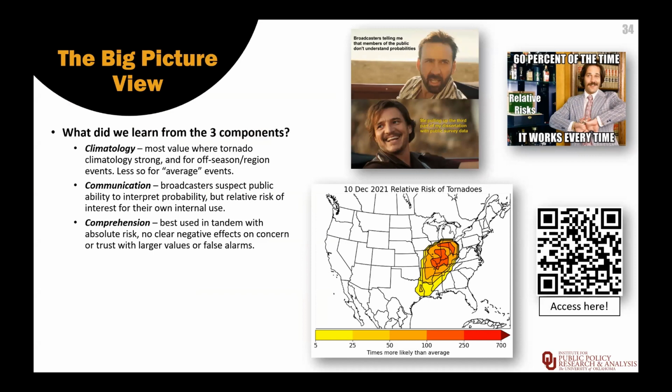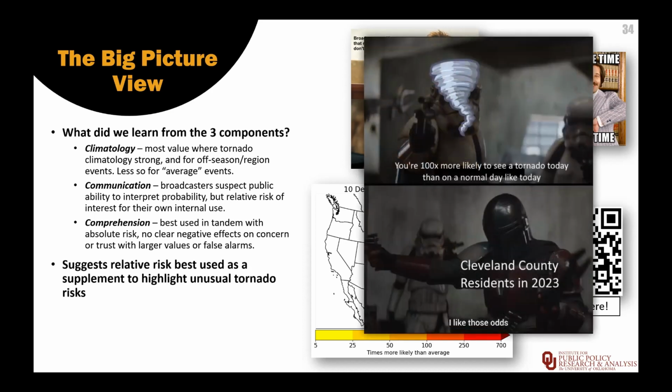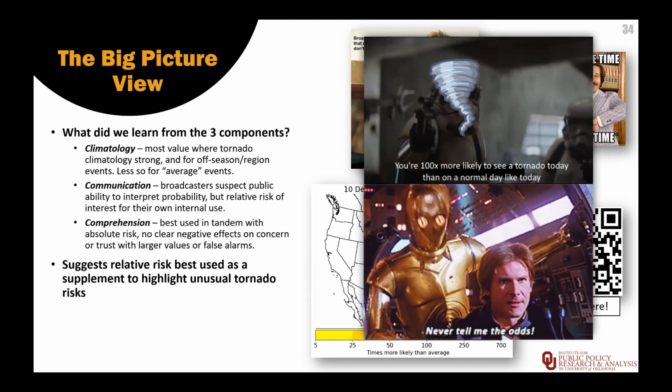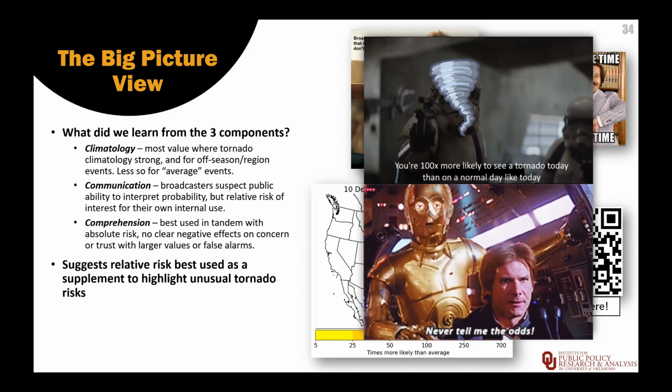Finally, for the comprehension section, we saw that the relative risks appear to be best used in tandem with absolute risk, because by themselves they way overinflate concern and likelihood of response. But there's no clear negative effect of high values of relative risk on concern or trust. So overall, this tells us that if you show a Cleveland County resident in 2023 that you're 100 times more likely than normal today to see a tornado, they're probably just going to tell you, I like those odds. Although my friends would say that we're not allowed to talk about odds anymore, after we may have talked about odds before someone's house got hit by a tornado. We live and learn.